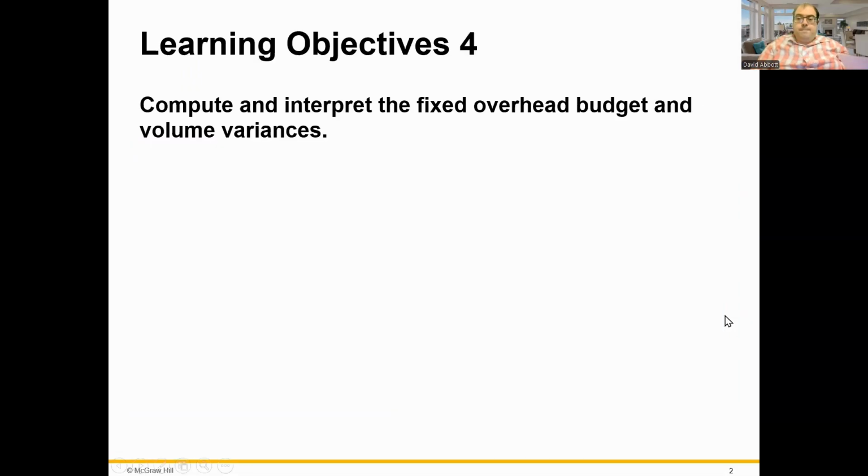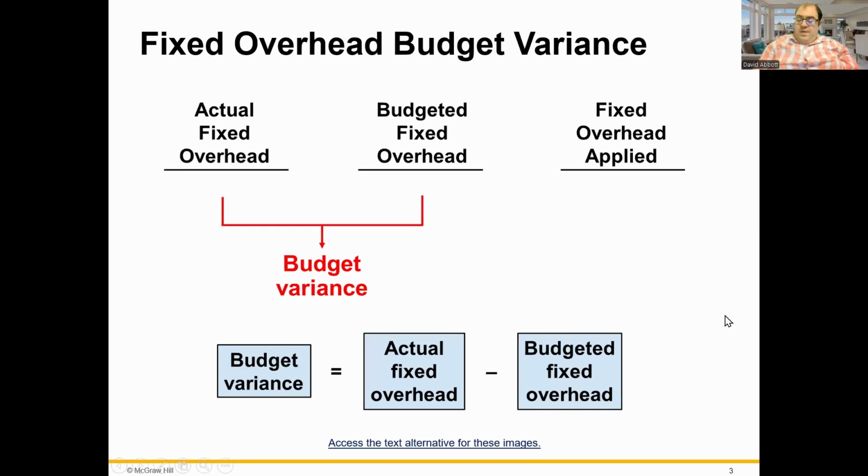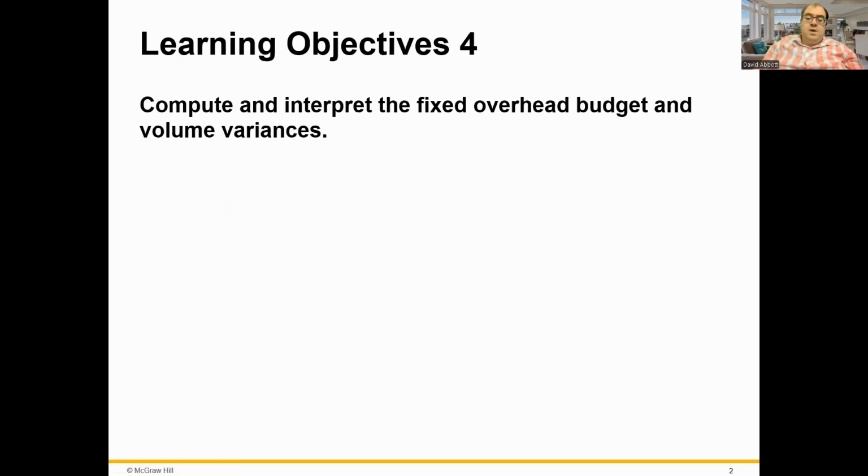Right, so now we're going to take a look at Appendix A, which is using the predetermined overhead rate and the overhead analysis in a standard costing system. So we're going to take a look at that. And the first thing that we're going to do is to compute and interpret the fixed overhead budget and the volume variances.